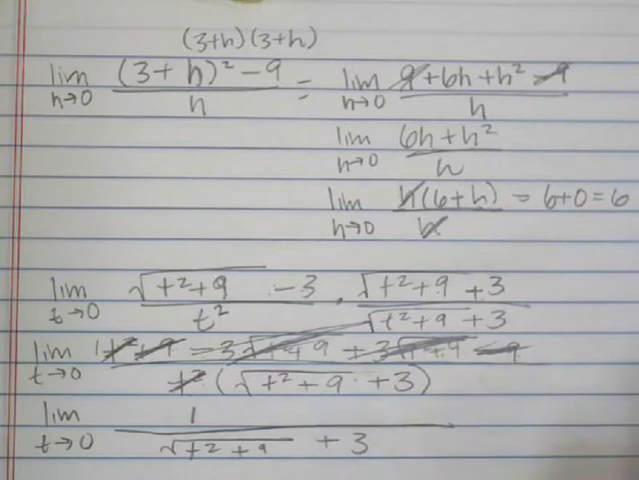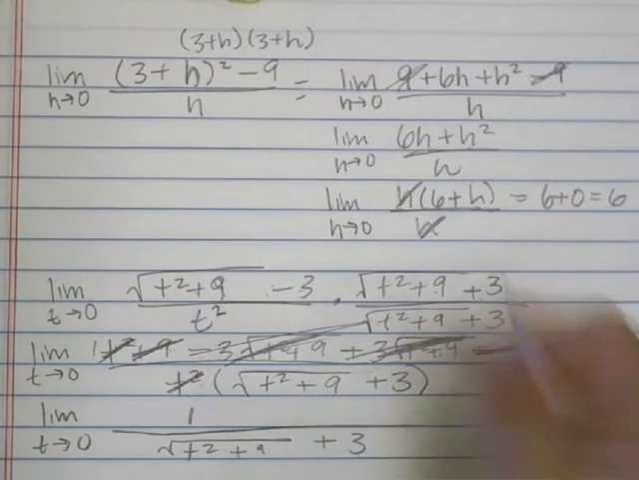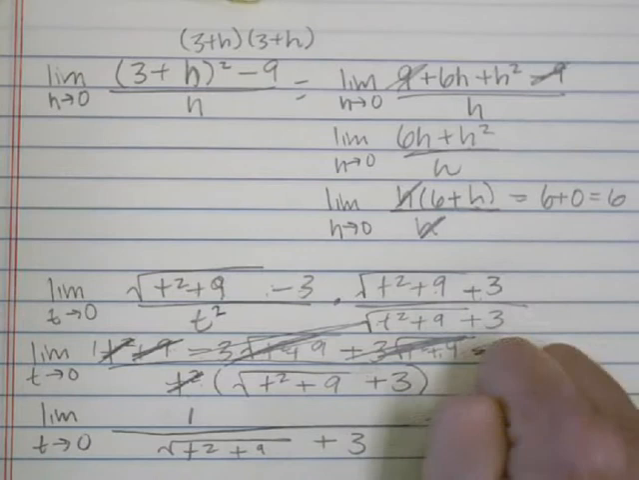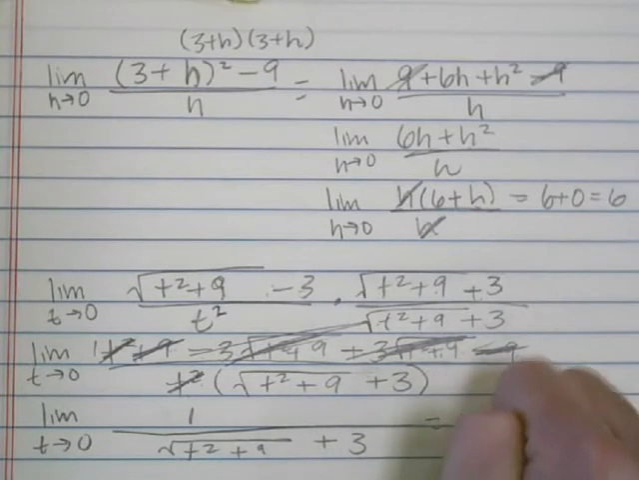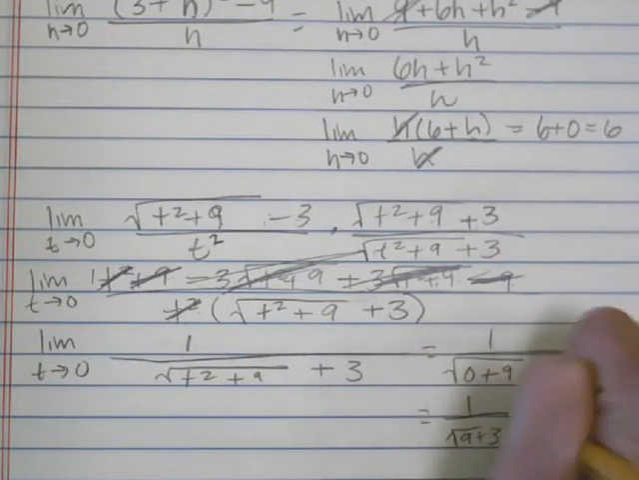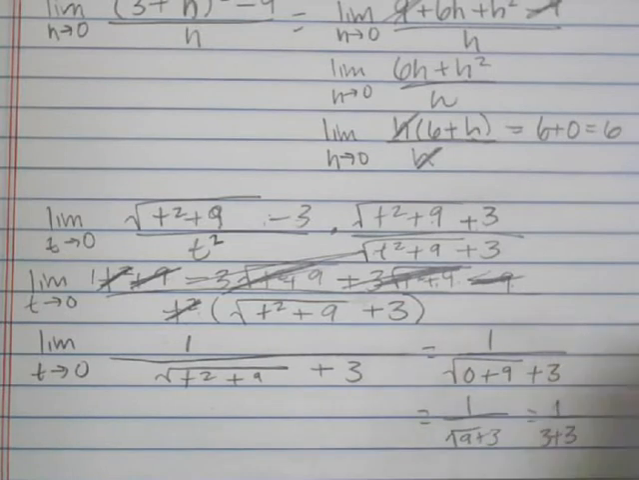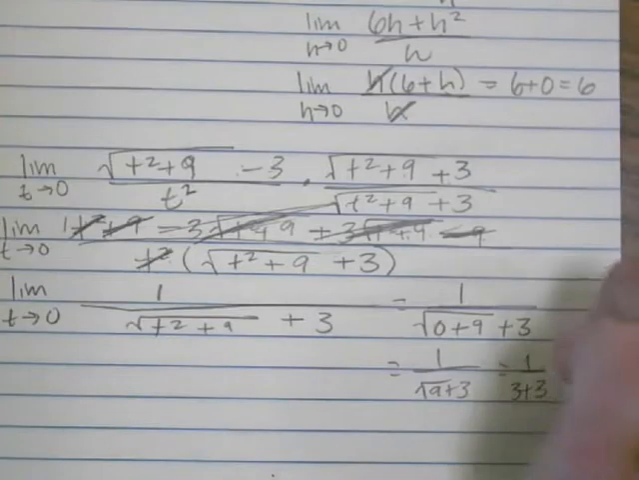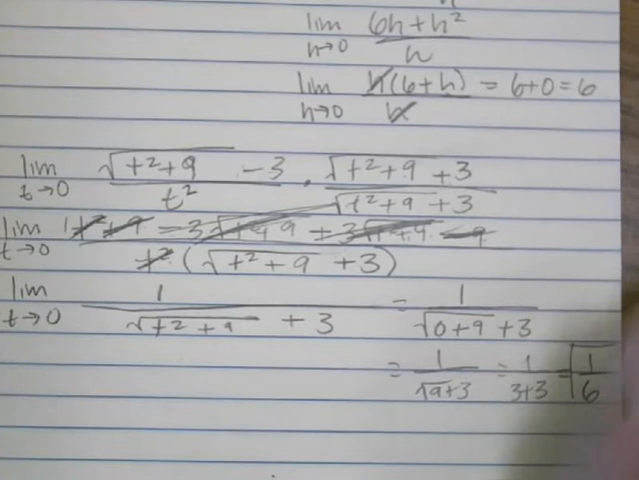And now I can plug right in. So now I can say that that equals 1 divided by the square root of 0 plus 9, plus 3. That gives me 1 over root 9 plus 3, which is 1 over 3 plus 3, which is 1 over 6. And that's my limit.